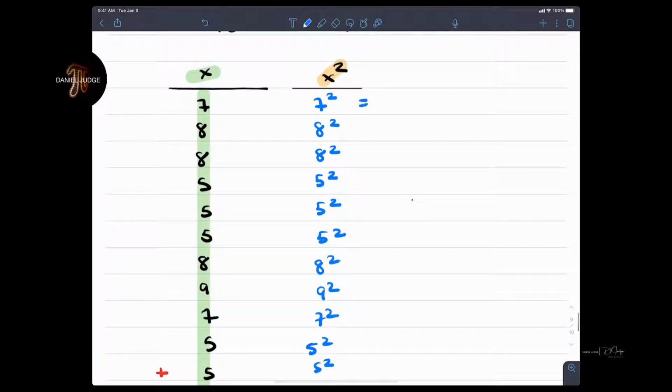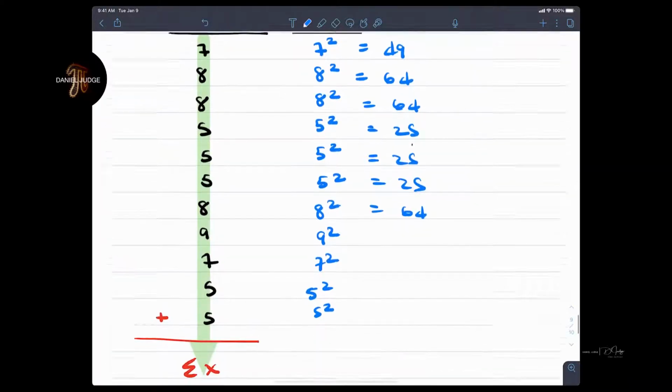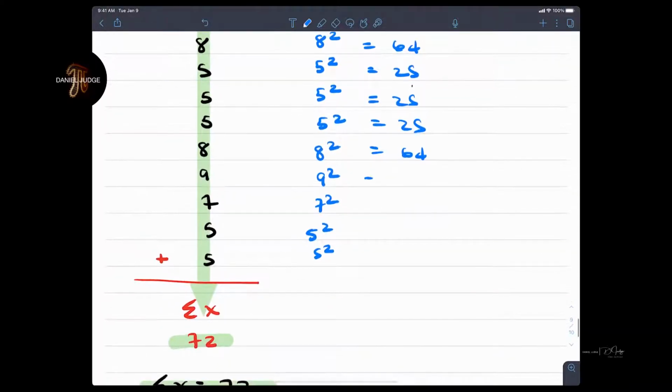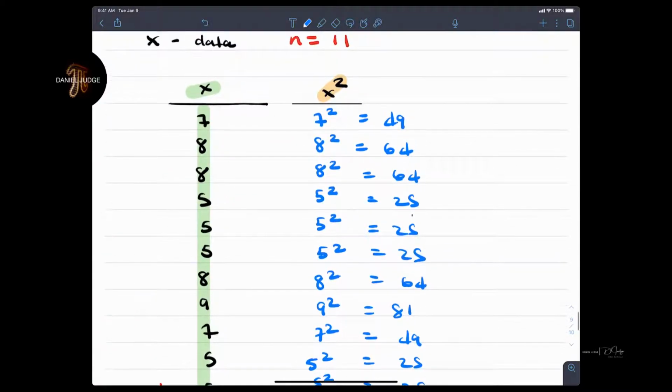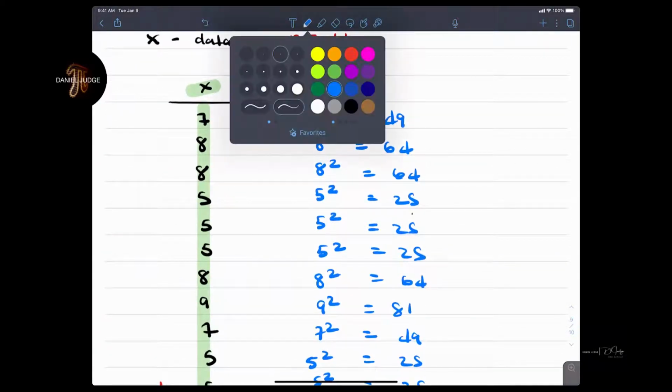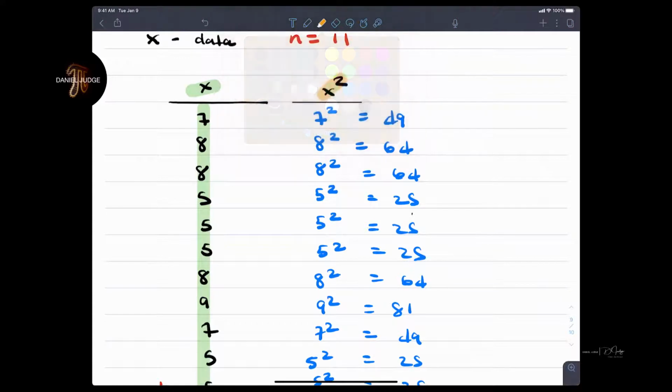Now, I know these numbers. 7 squared is 49. It's multiplication. 8 squared, 64. Here's still 64. 5 squared is 25. We know these. 64. 81, 49, 25, and another 25. These, ladies and gentlemen, are the x squared values, okay?